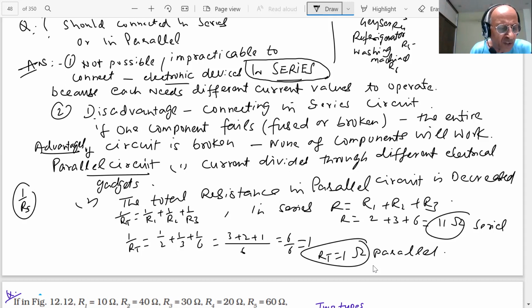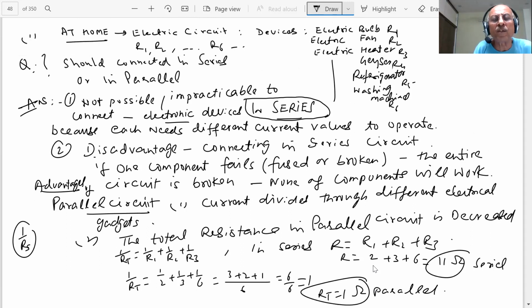So what circuit are you using at home? Tell me. Series or parallel? What is the circuit at home? Which circuit are we using? You know the reason why: it is a parallel circuit. Everything is parallel, because in series it is impracticable, and different gadgets need different amounts of current, which is only possible when they are connected in parallel.